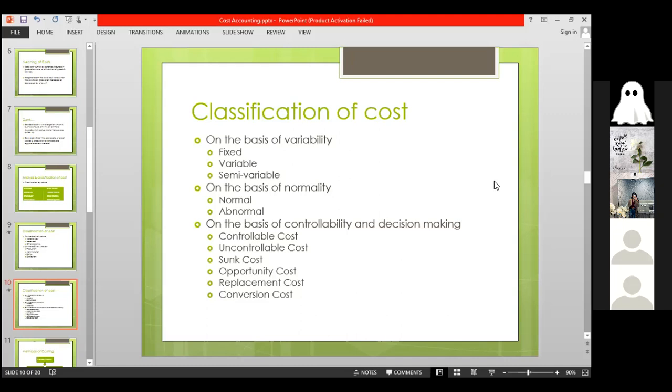Then cost on the basis of controllability and decision making. So if the cost can be controlled and decisions can be made about it, there are controllable costs, costs that you can reduce or increase. For example, quality of raw material that you want to use.